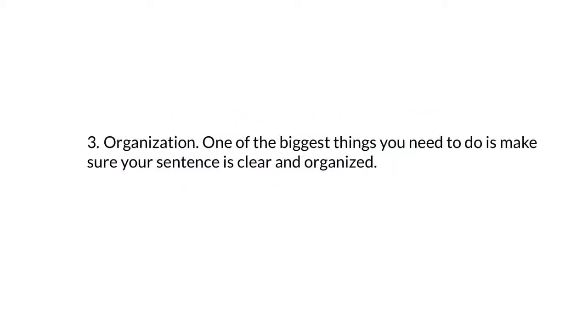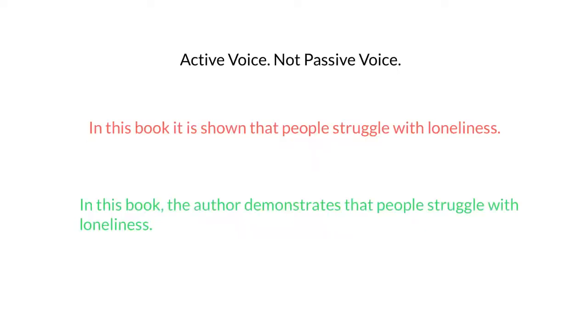Number 3, organization. One of the biggest things you need to do is make sure your sentence is clear and organized. This means that it should use active voice and not passive voice. In this book, it is shown that people struggle with loneliness. This is a bad thesis statement because who is showing that people struggle with loneliness? It's really vague and imprecise and indirect.